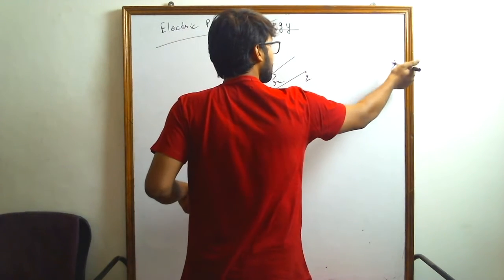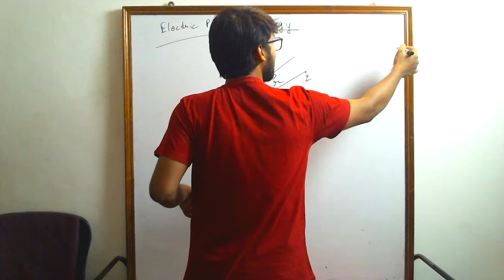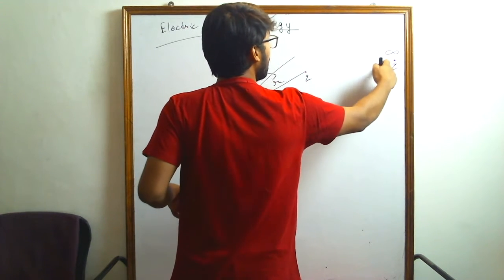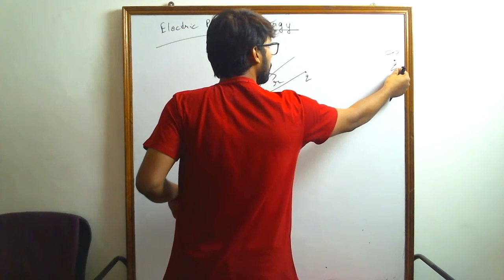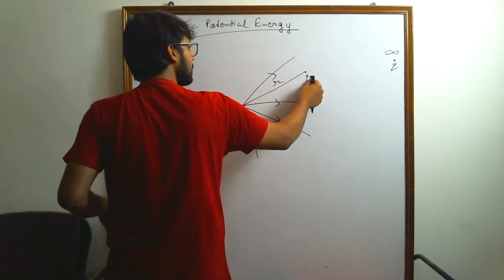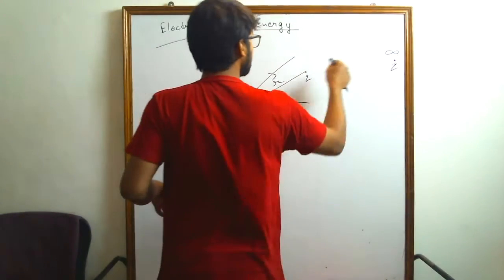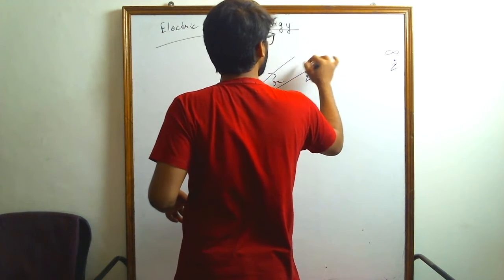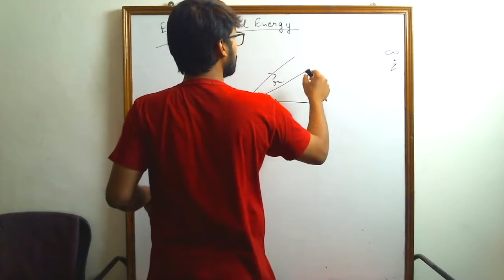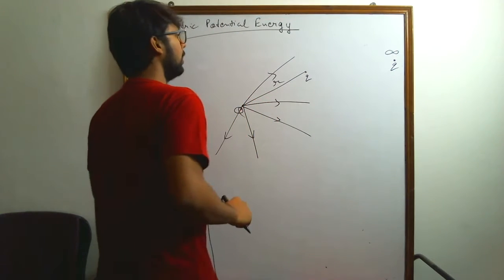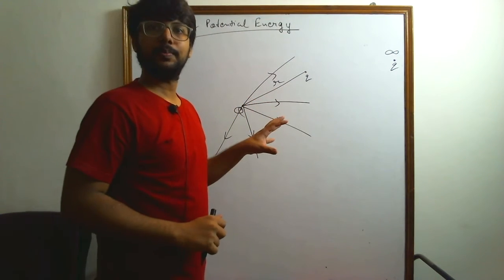Now, right now, my test charge is at infinity. Okay, so I have to pull it slowly to this point, and as I am pulling it to this point, I am storing that energy. The work that I am doing, I am storing all of that energy into this charge q, right?